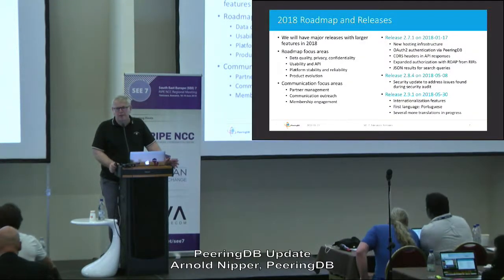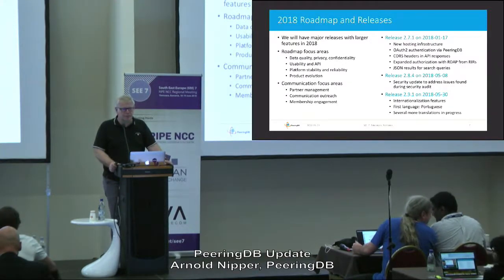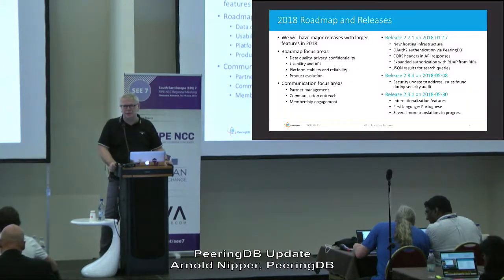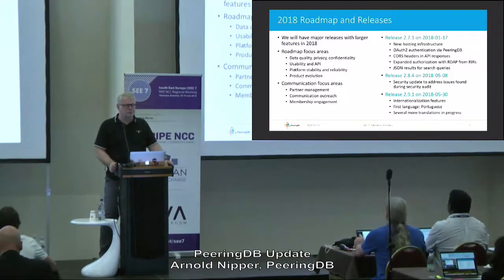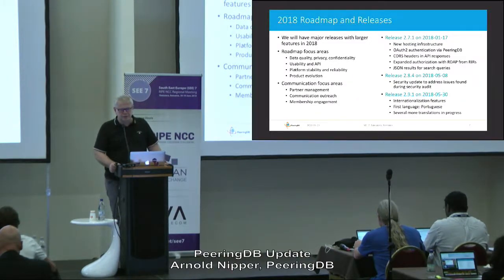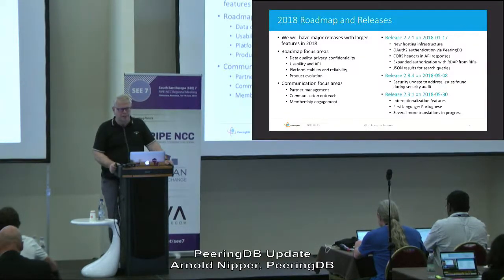This is the roadmap and the features. We try to have a release every month, or every second month. What did we do this year? With a release in January, we moved the services to a new hosting infrastructure. We also introduced authentication features, headers in the API responses, and expanded authorization with RDAP. This is where we take the information from the RIRs. Also, you are now able to store your advanced search queries in JSON format.